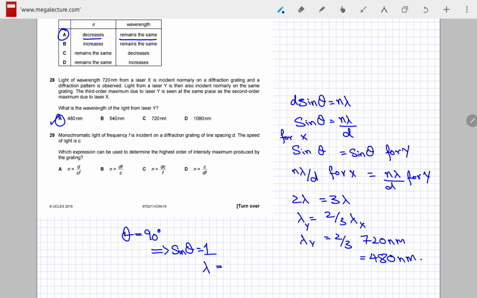which gives me, well, you know, lambda is equal to c by f, right? And using the diffraction grating equation on this, which is d is equal to n lambda, because sine theta is 1, this gives me n is equal to d over c over f, which gives me n equals df over c. So the correct expression over here is this one, which is option number B.